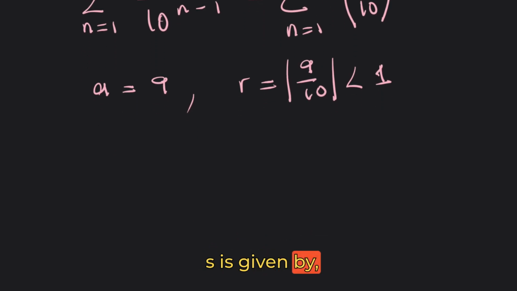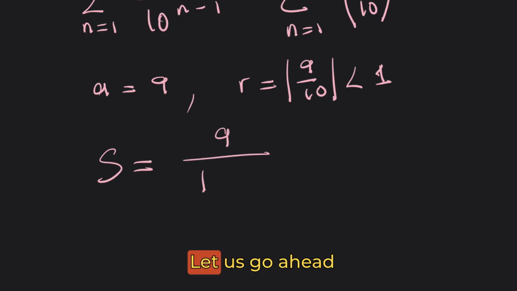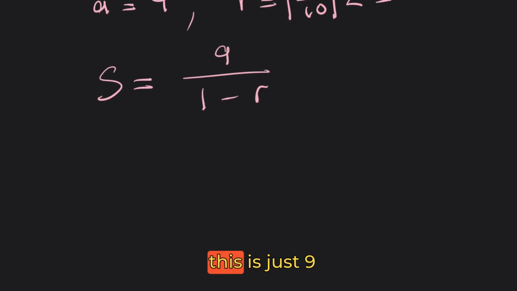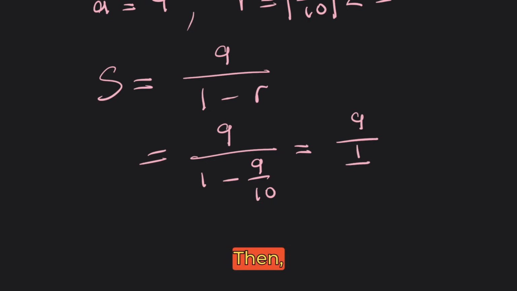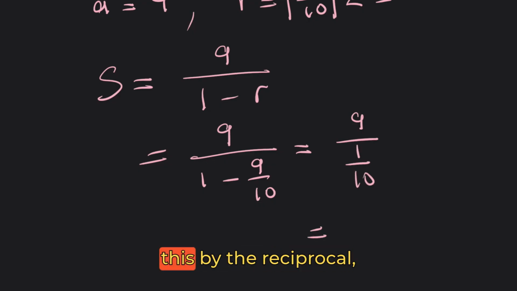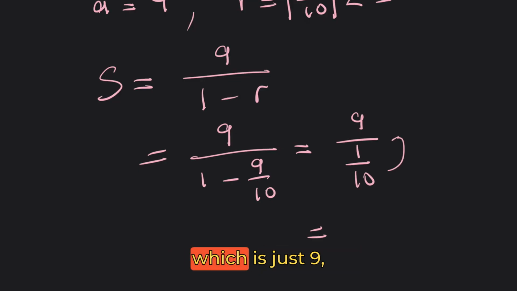So S is given by, we said, a divided by 1 minus the common ratio. Let us go ahead and plug in. So this is just 9 divided by 1 minus what? 9 over 10. And this is just the same as 9 divided by 10 minus 9, which is just 1 over 10. Then we can just multiply this by the reciprocal, which is just 90.